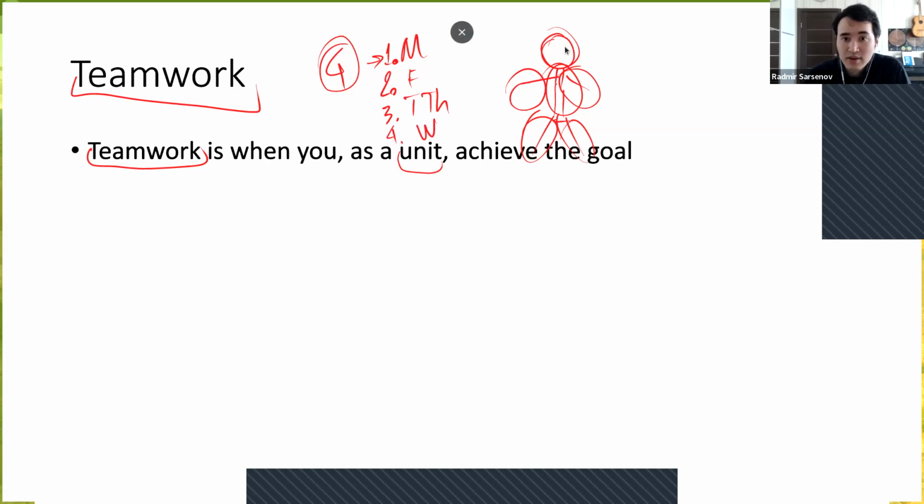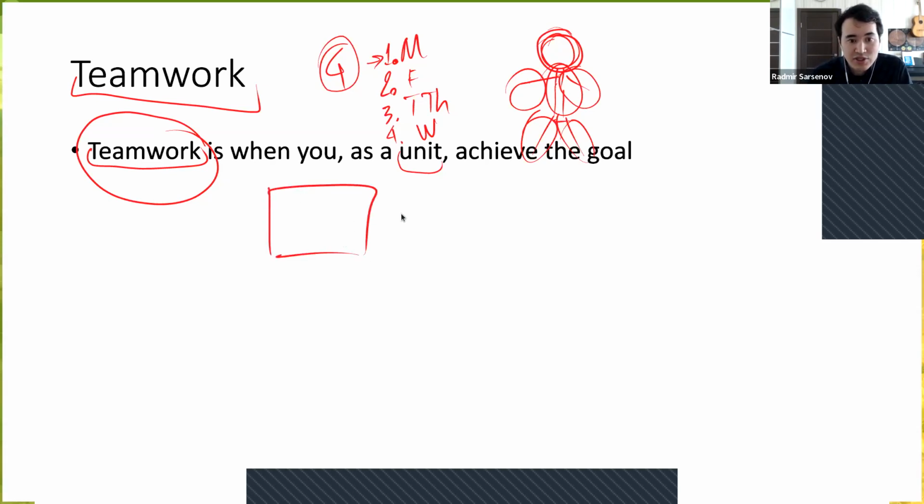Okay, so the main thing here is to see it as a unit, because many times we just don't understand that teamwork is working as an organism. We just assume it to be like, we have a presentation, so the title is on person 1, materials and methods are on person 2, etc. So no, it does not work like this.